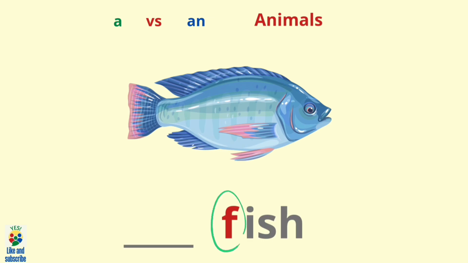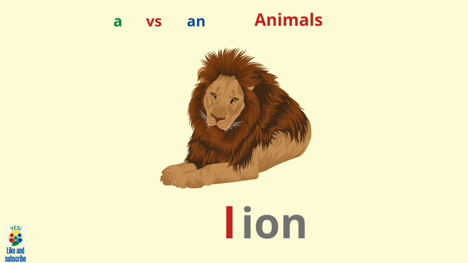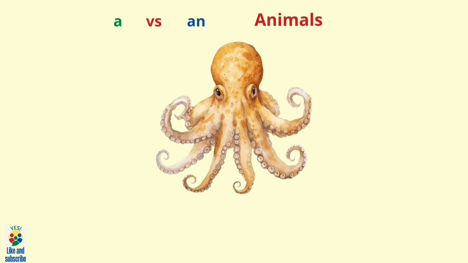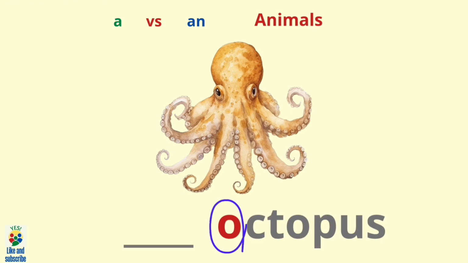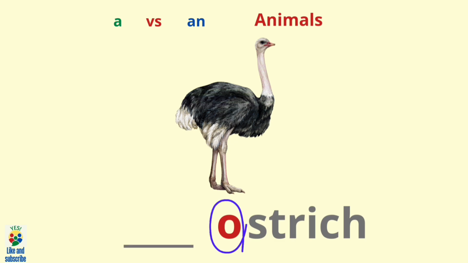Fish, a fish. Lion, a lion. Monkey, a monkey. Octopus, an octopus. Ostrich, an ostrich.